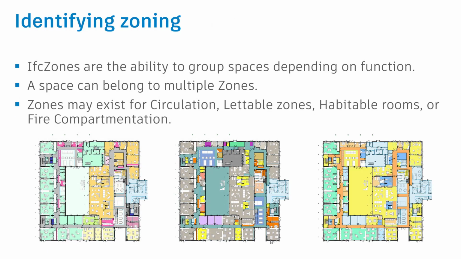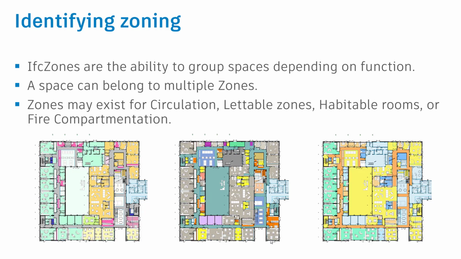Next up, zones. Zones aren't really something that exists as an object inside Revit, but in an IFC sense, it's the ability to group different spaces or rooms, for example, depending on particular functions. So it could be for circulation, for letting, for fire, that sort of thing. Just a few examples of how you might group your spaces.